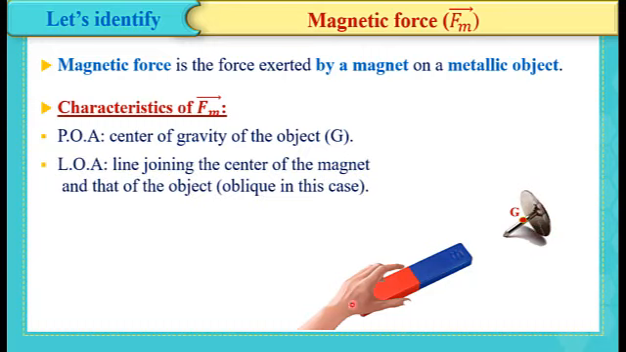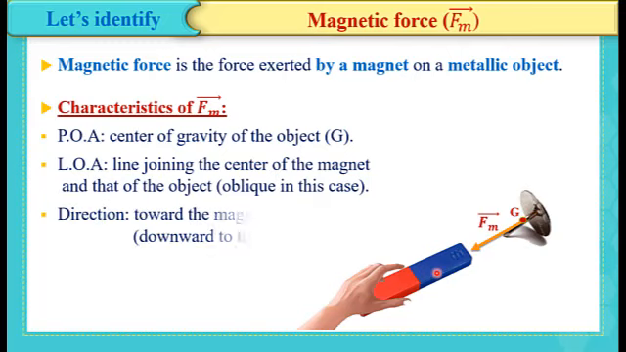The line of action is the line joining the center of the magnet and the object. In this case, it is oblique. Let's see it. The direction is always toward the magnet. In this case, it is downward to the left.